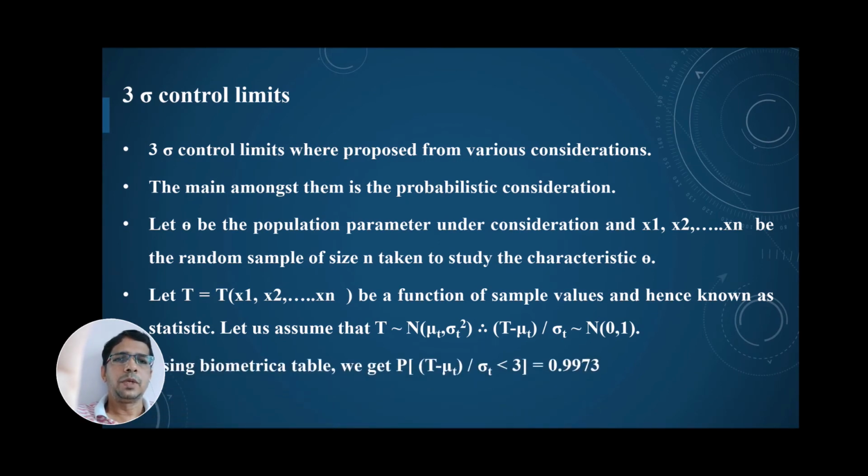So using the normal table, we get the probability that |T minus mu T| upon sigma T is less than 3 equal to 0.9973. In other words, the probability that mu T minus 3 sigma T is less than T, less than mu T plus 3 sigma T, is equal to 0.9973. In other words, the statistic T is going to lie within this particular interval, and the probability of such an event is 0.9973.